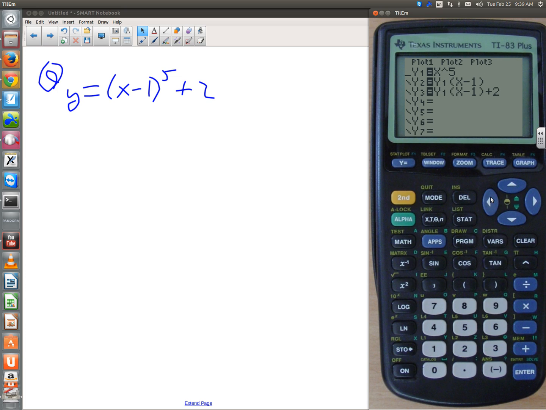If the original curve, let's say, is dotted, and the final answer is thick, let's see what it looks like. So here's x to the fifth, dotted. Here's x minus 1 to the fifth, solid. And here's x minus 1 to the fifth plus 2, thick. Ta-da! Okay. There you go.